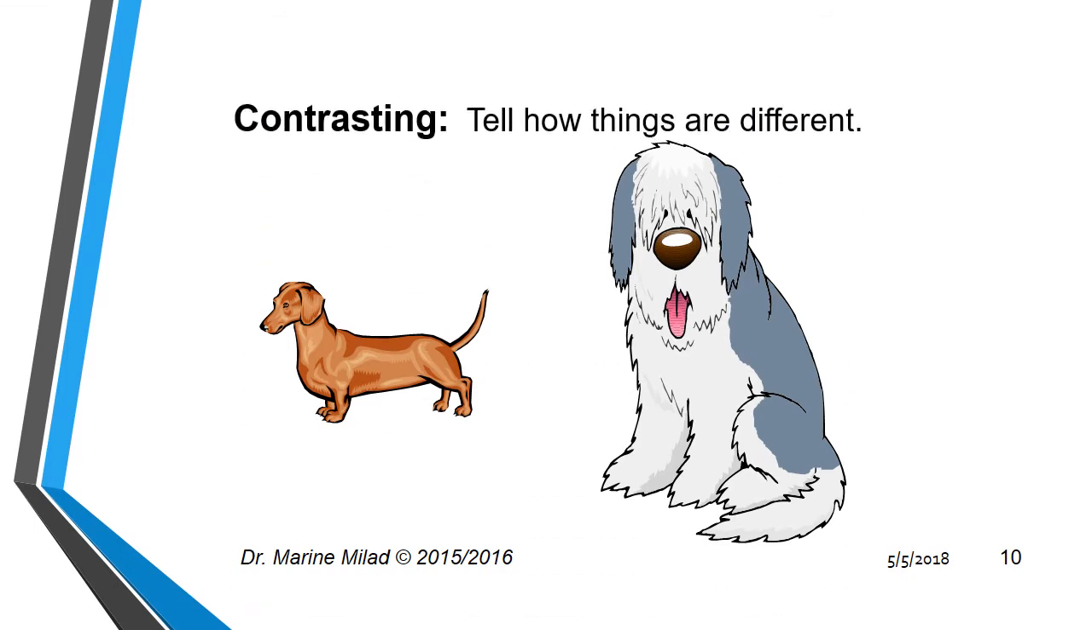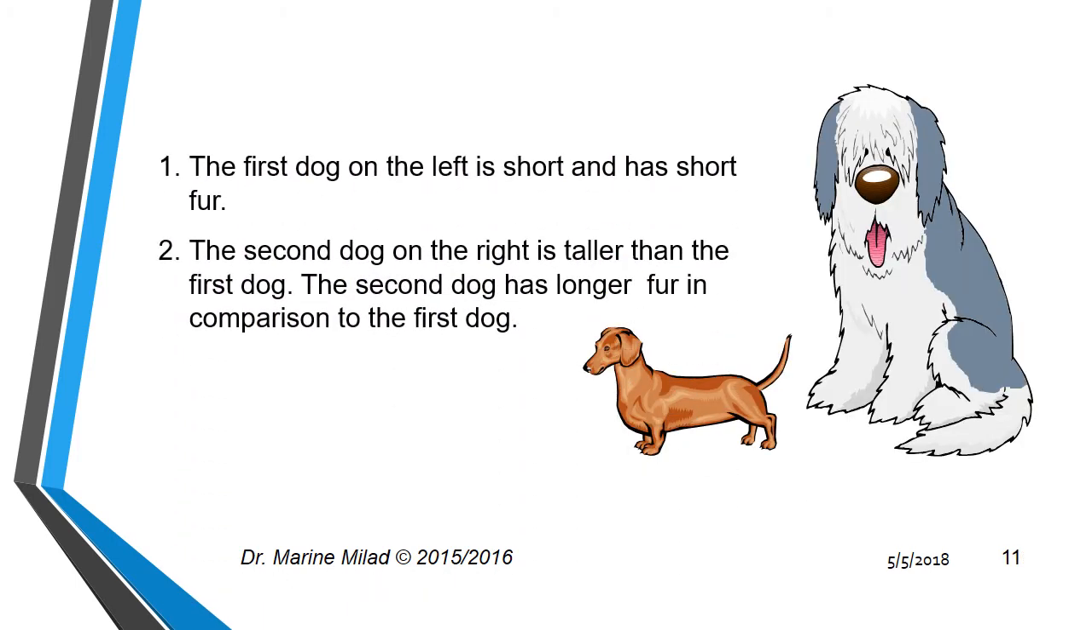Here are the dogs. Let's contrast. Tell how things are different. Okay, how are these dogs different? Let's see. The first dog on the left is short and has short fur, right? The second dog on the right is taller than the first dog. The second dog has longer fur in comparison to the first one, right?